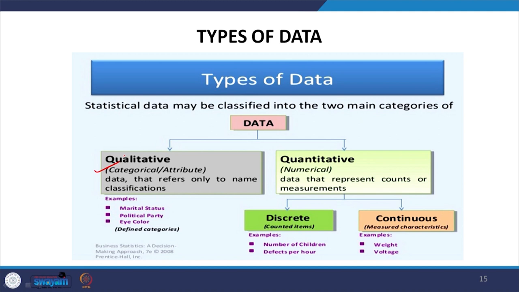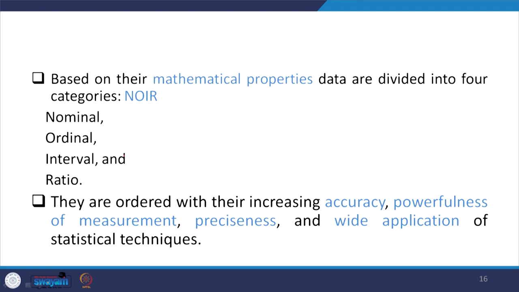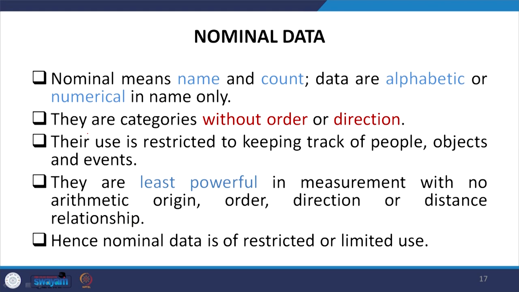Now let us come to the discussion on quantitative aspects. Quantitative are generally of two types, discrete and continuous. Discrete are generally counted items, and continuous have certain measured characteristics. If you discuss those things in another approach in mathematics, through their mathematical properties, we say nominal, ordinal, interval and ratio. Broadly they are called NOIR, and they are ordered with their increasing accuracy, powerfulness of measurement, preciseness, and wide applications, especially in statistical techniques.